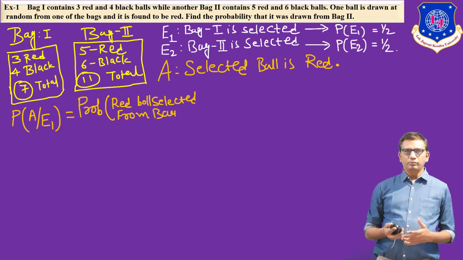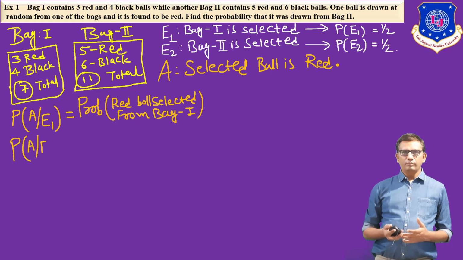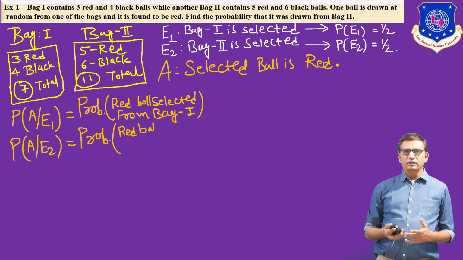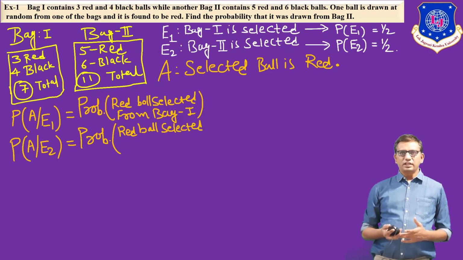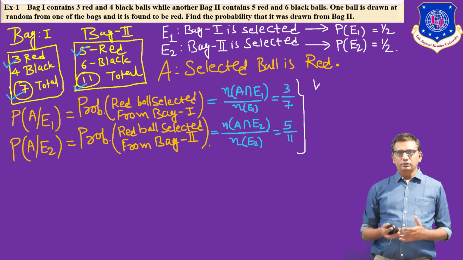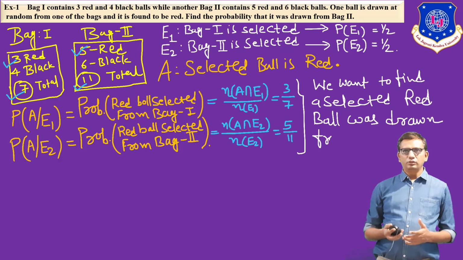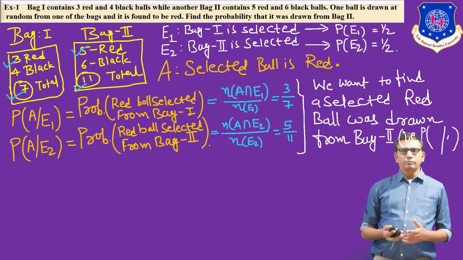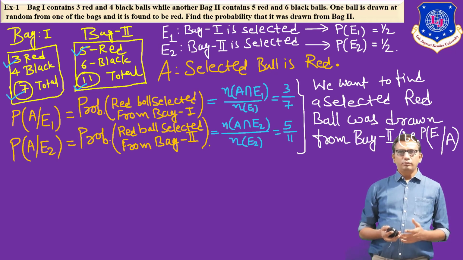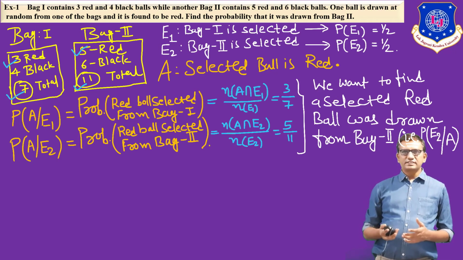That means the probability of the ball selected from bag number 1, and probability A slash E2 is the probability of the red ball selected from bag number 2. So each concept is ready now, and this is our probabilities of A slash E1 and A slash E2. Now we want to find the probability that the selected red ball came from bag number 2. That is our probability of E2 slash A.